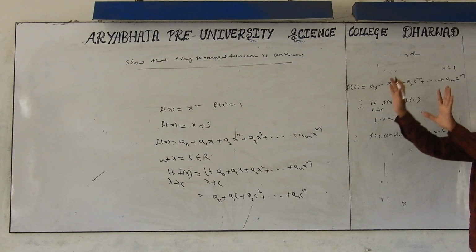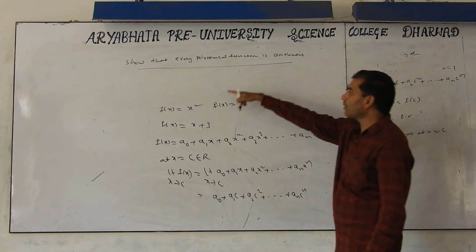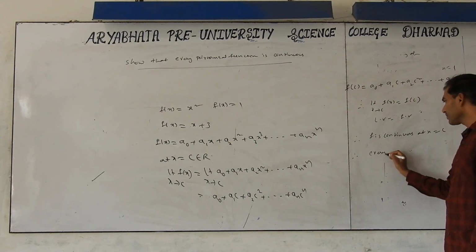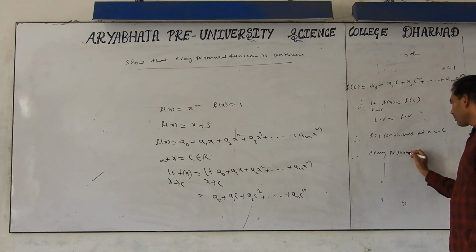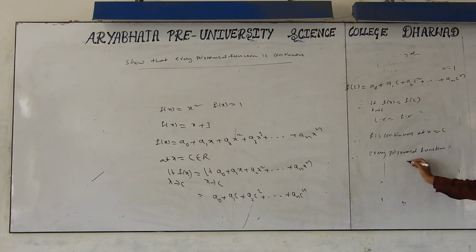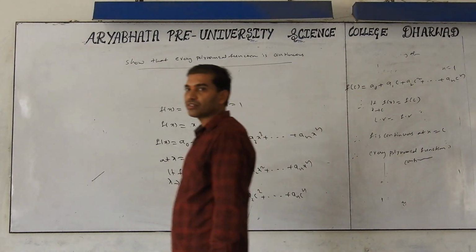That means f is continuous everywhere. What is f? Here f is a polynomial function. So every polynomial function is continuous everywhere. Understood? Every polynomial function is continuous.